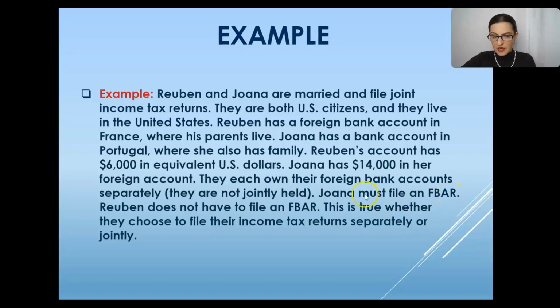Joanna must file an FBAR, but Reuben does not have to file an FBAR. This is true whether they choose to file their income tax returns separately or jointly. She's the only one that has to file an FBAR, because she's got $14,000 equivalent in her Portuguese bank account. Reuben only has $6,000 in his French bank account, so he doesn't have to file an FBAR. But on their tax return, they have to mark on the Schedule B that they have a foreign bank account. I'm going to show you where that is. They have to say yes or no.